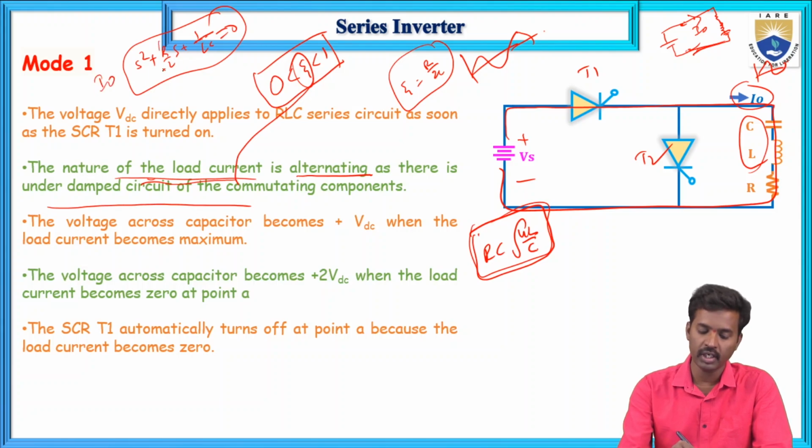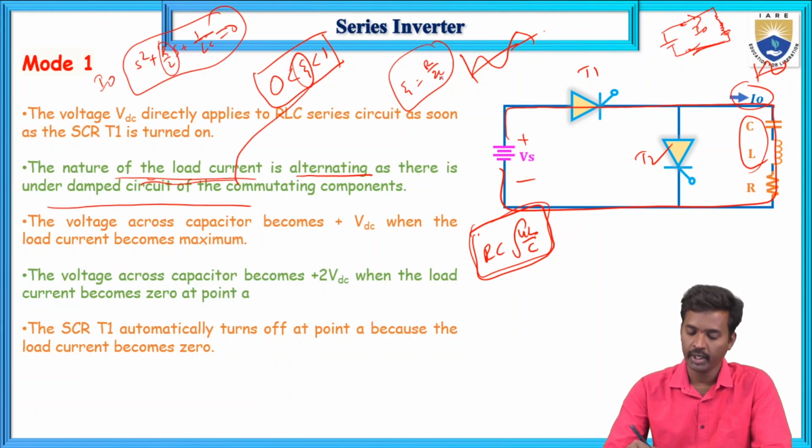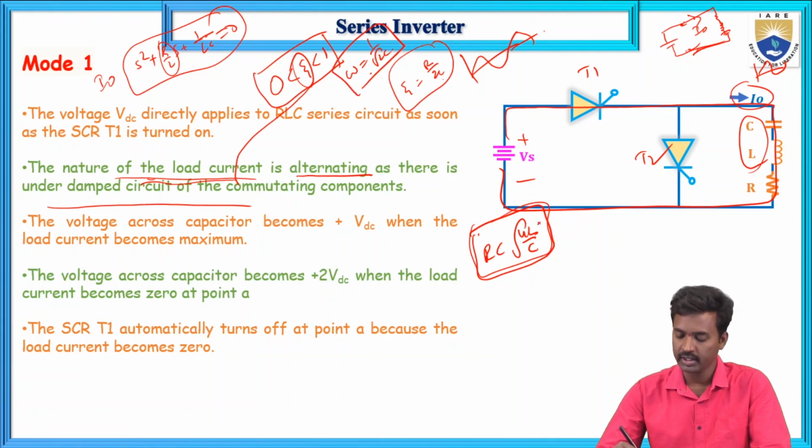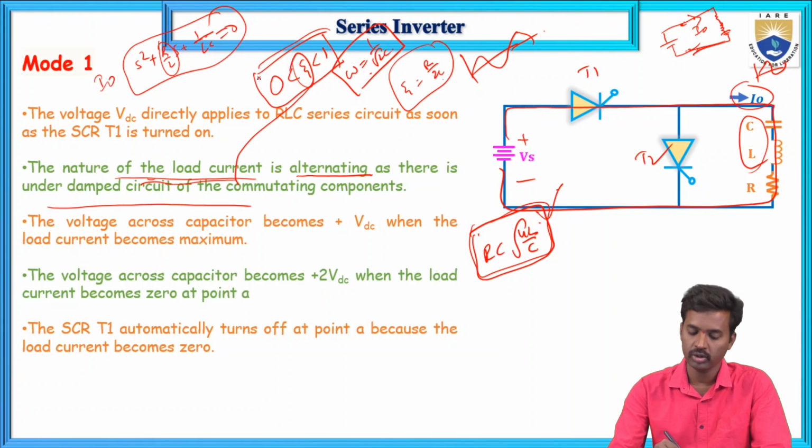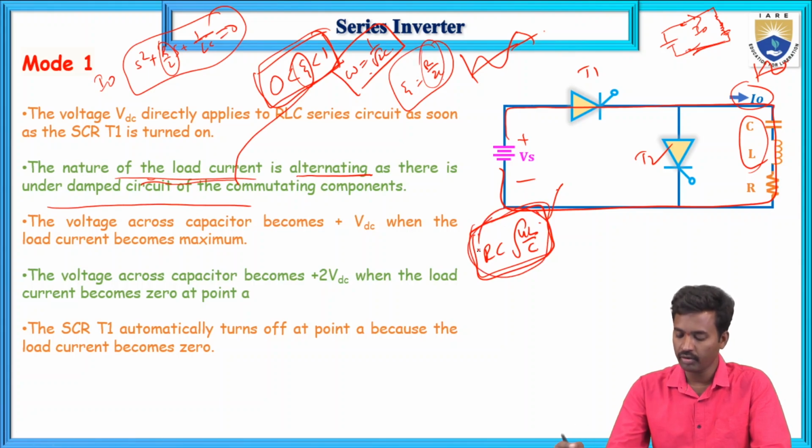So now here zeta equals R by 2L and omega equals 1 by root LC. So this is the case. Now, by selecting proper values, zeta is between 0 and 1, which means R by 2L must be such that R is less than the square root of 4L by C. In this case, the system is underdamped, and the waveform looks like this.